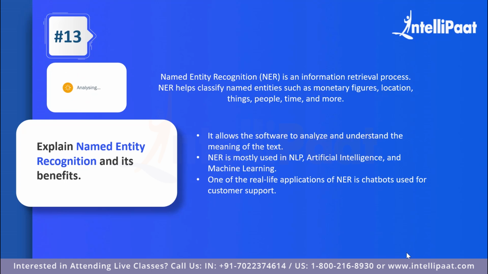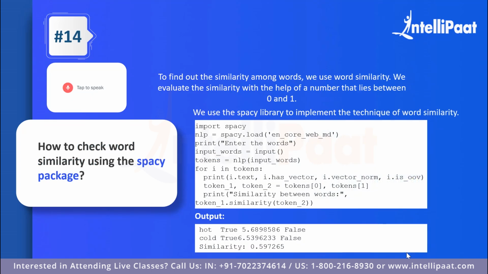Now let us move on to the next question, how to check word similarity using the spaCy package. To find out the similarity among words, we use word similarity, and we evaluate the similarity with the help of a number that lies between 0 and 1. So we use the spaCy library to implement the technique of word similarity. So here is the code.